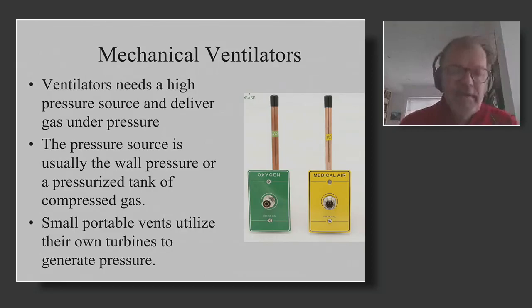You may know that small portable ventilators, like those used at home or for transport, use their own turbines to generate pressure. And in fact, we see more and more relatively small ventilators which do not need compressed air or compressed oxygen, but which generate their own pressure. The limit is usually they cannot go to very high pressure, but for many patients, this is sufficient.